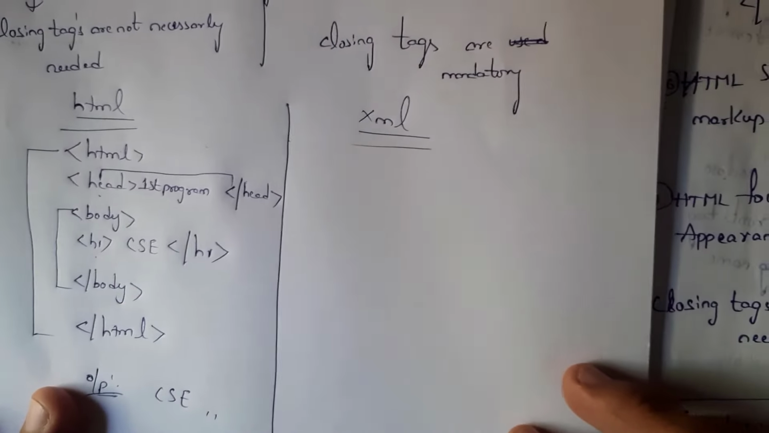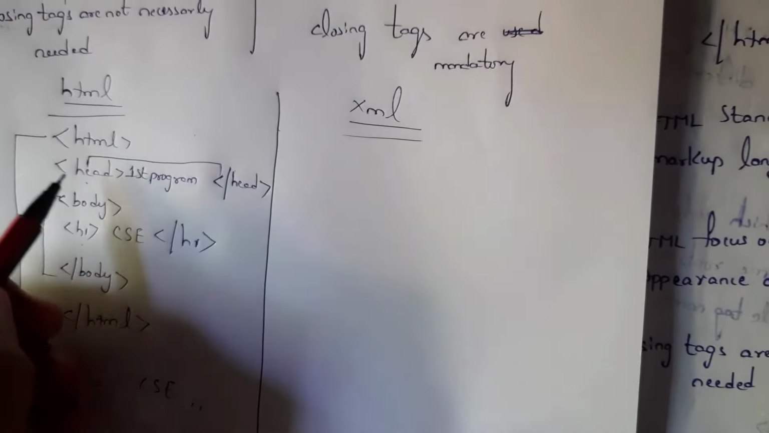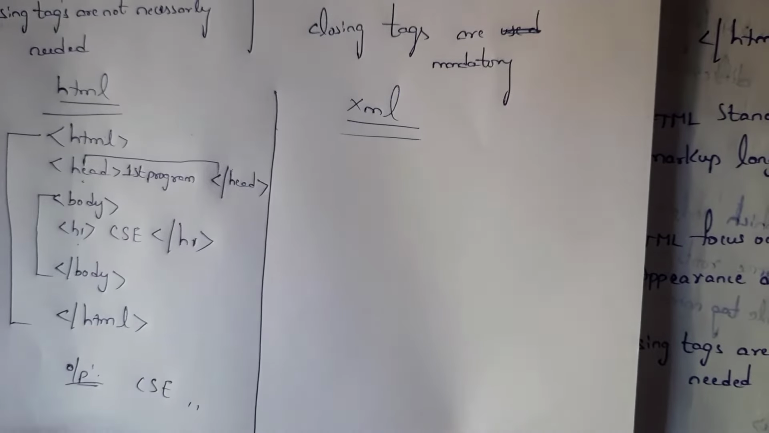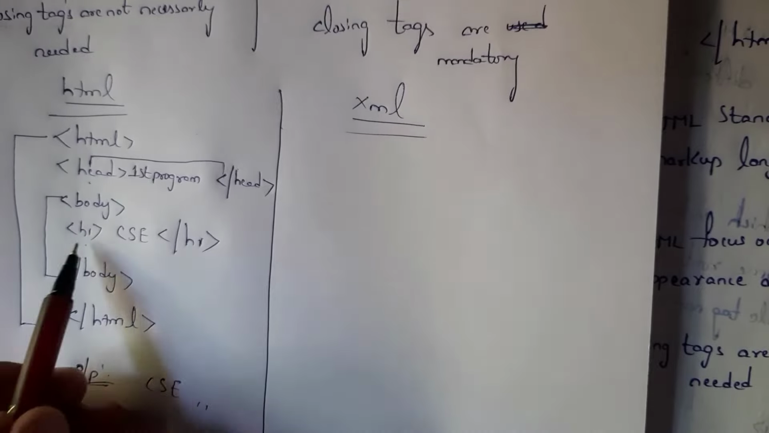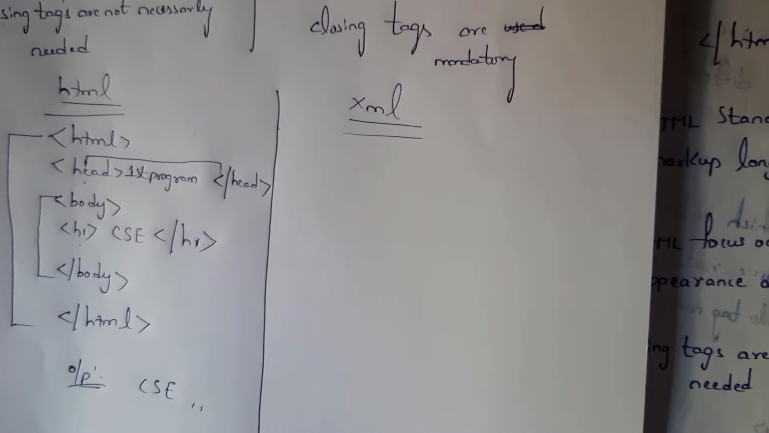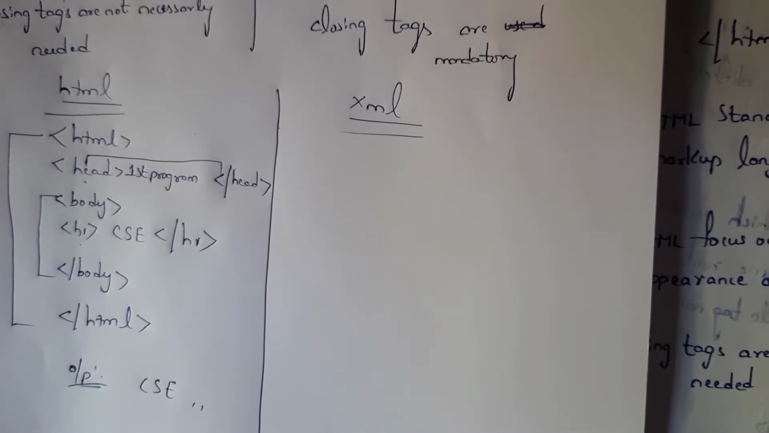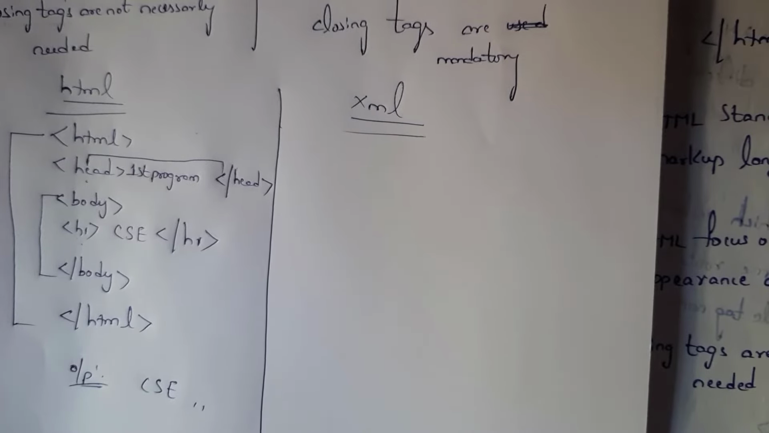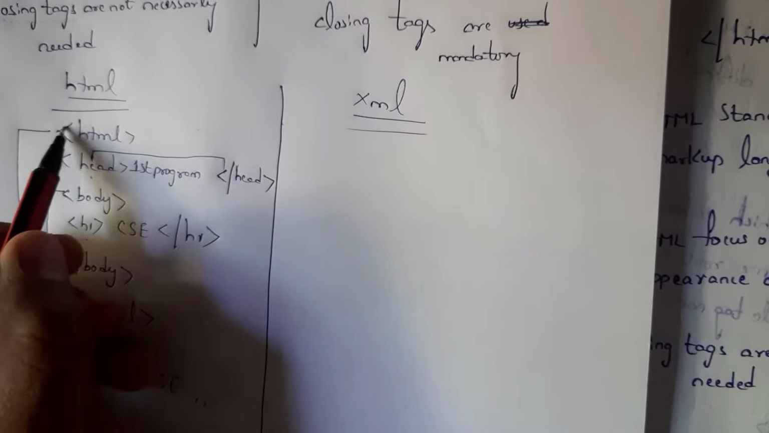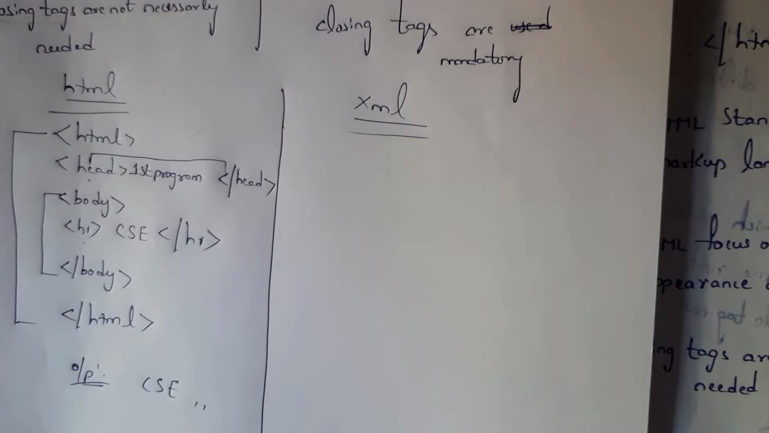Next I am writing a program of XML. In HTML, head, body, h1, all these are predefined tags. But in XML we can create our own tags. Anything that is written in between angle brackets is known as a tag. This HTML is written in between angle brackets, so it is known as a tag.